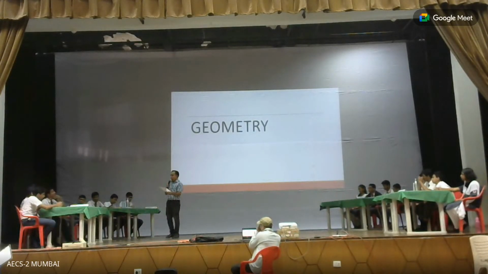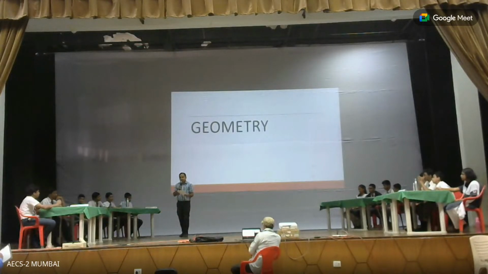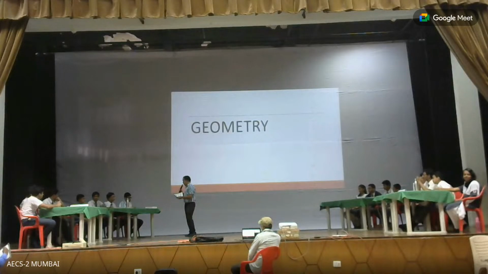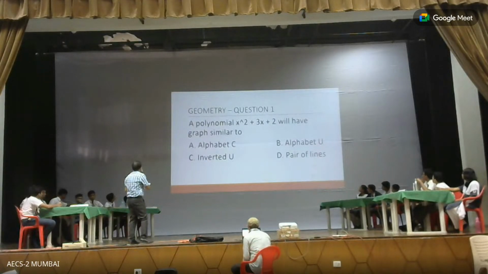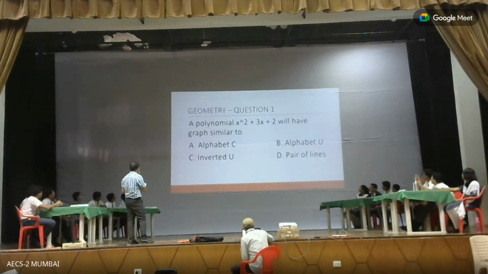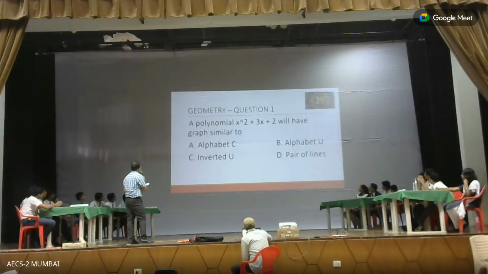In the first round I started with team Bhaskaracharya, and in the second round I will begin with which team? Ramanujam. Are you ready? Now, let's see the question. Ramanujam, for you, a polynomial x square plus 3x plus 2 will have a graph similar to, looks like alphabet C, alphabet U, inverted U, or a pair of lines. Time begins now.